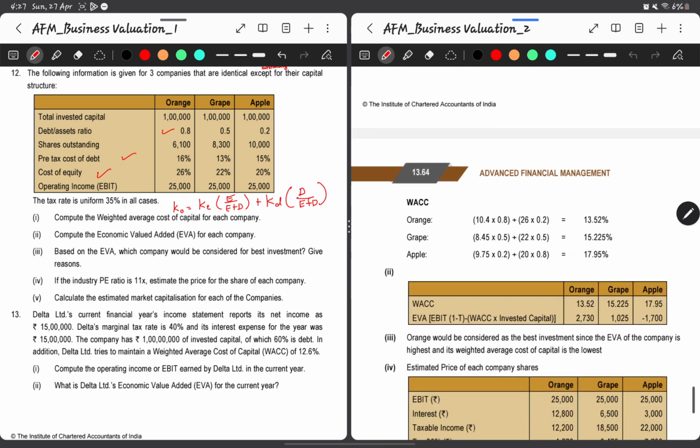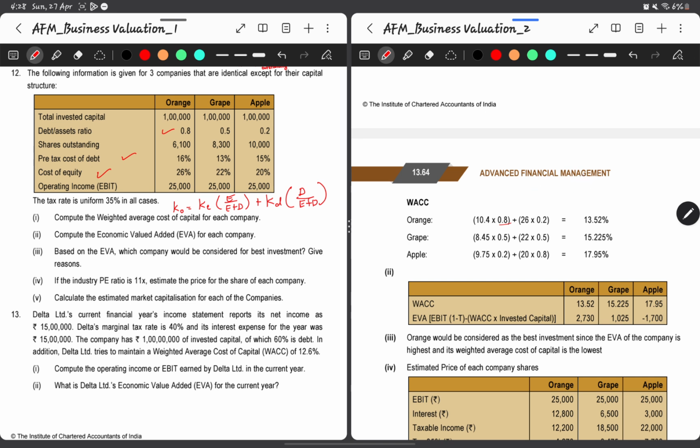Then for the overall cost of capital, first the cost of equity: 26% multiplied by 0.2 plus 10.4 multiplied by 0.8. Because they have given the weights in percentages, the total 0.8 plus 0.2 equals 1, so we don't need to divide by 1. That's simple logic.